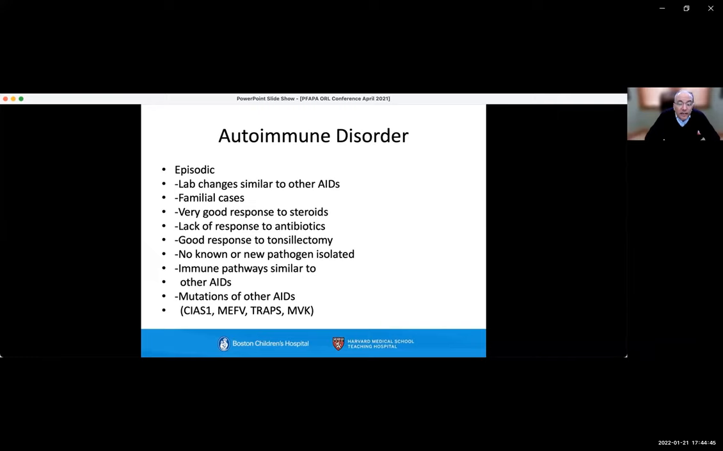In looking at the microbiology, there are no known or new pathogens that are isolated specifically with this condition. The immune pathways identified are similar to other autoinflammatory diseases, and the mutations that have been identified are also similar to other autoinflammatory diseases.